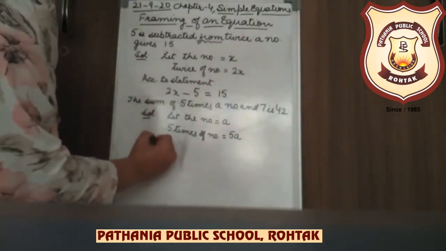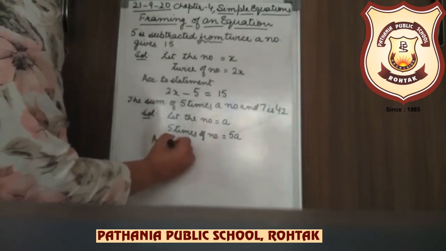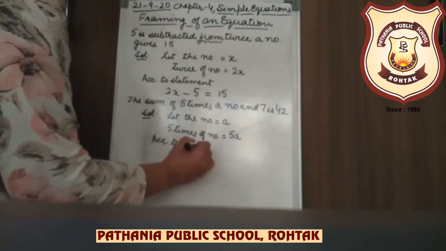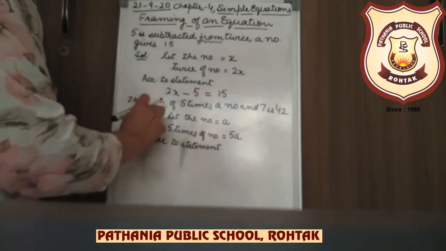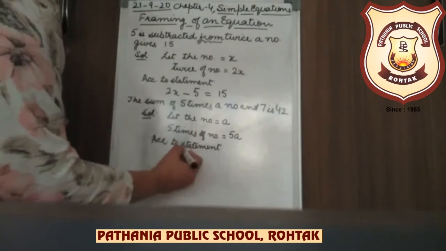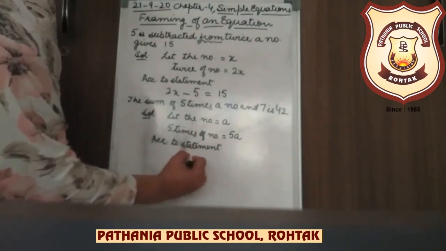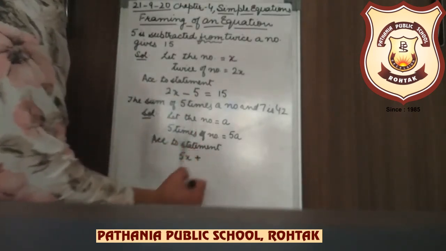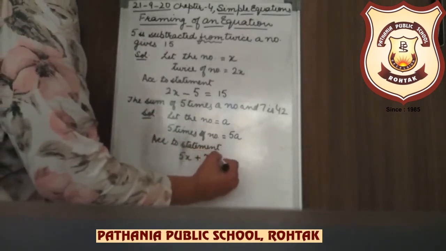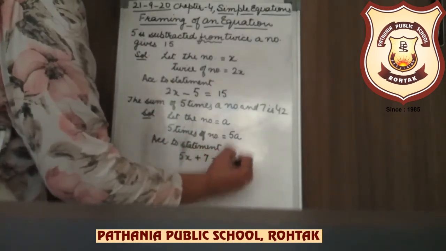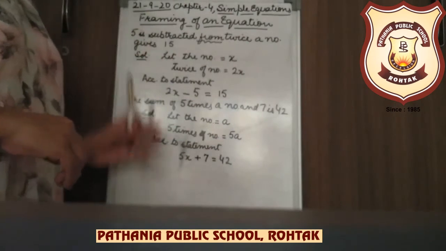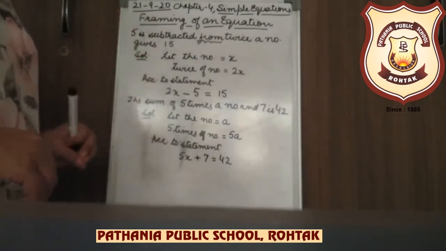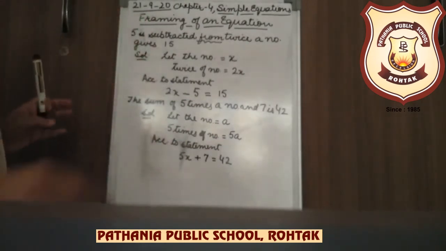Now according to the statement, sum means addition. So 5 times 5x plus 7 is equal to 42. In this manner, you are going to frame the equation, make the equation, form the equation. Is that clear?